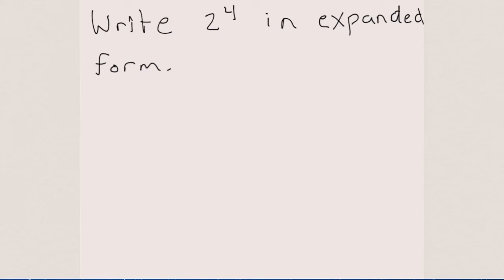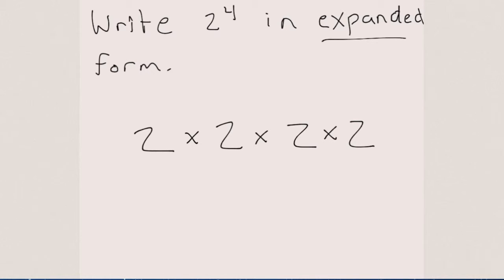Let's go the other way around. Write 2 to the fourth power in expanded form. So I'm going to write the base. My base is 2, and the exponent tells me how many 2's I need. I need 4 of them. So I've got 1, 2, 3, 4 2's. And I'm just going to put a times sign between each one of them. I've now just written 2 to the fourth power in expanded form.